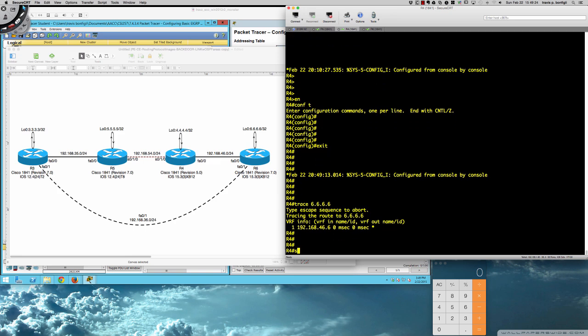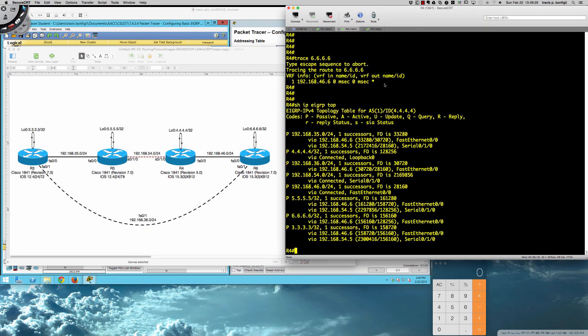So let's see if I do a show ip eigrp topology on router 4, does he have the same thing that router 5 has? Does he have a feasible successor to get to 6.6.6.6? He does not. He has a single successor. Here is the feasible distance. This is his reported distance. And he's going to take the link via the successor, router 6. So there is no feasible successor here.